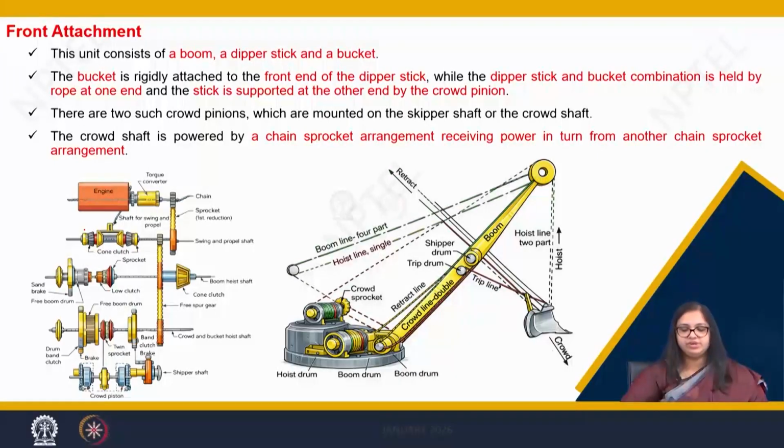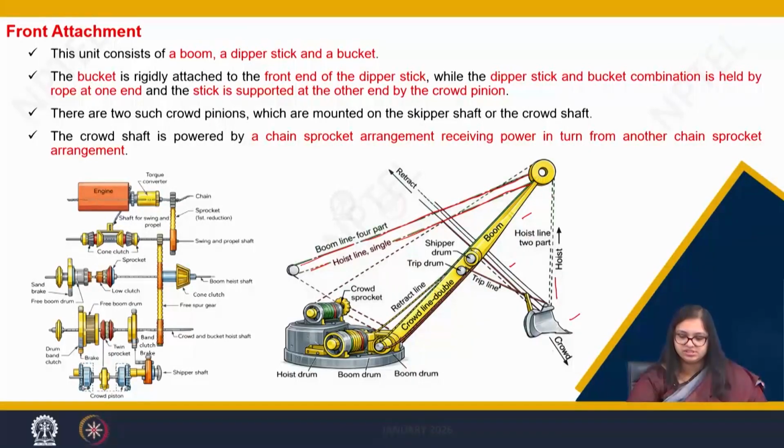Now coming to the front attachment. In the front attachment, as discussed, the front attachment has a boom, a dipper stick and a bucket. The bucket is rigidly attached to the front end of the dipper stick, while the dipper stick and the bucket combination is held by a rope, which you can see, this is the hoist line. The first hoist line is the boom hoist line, which goes here.